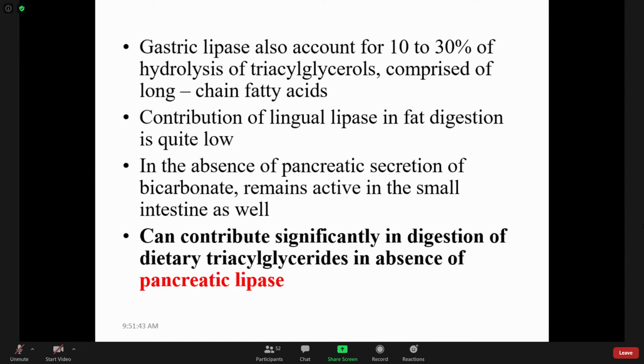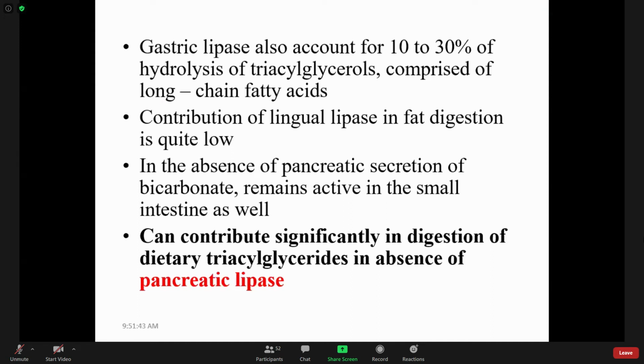While talking about the lingual lipase, the contribution of this enzyme in fat digestion is quite low. However, it is particularly important since it is acid stable. It cannot be inactivated by acid, and due to that, in the absence of pancreatic secretion of bicarbonate, this enzyme is active in the small intestine as well. At that time, this enzyme is able to hydrolyze triacylglycerols. So lingual lipase is important in persons suffering from pancreatic insufficiency, that means unable to secrete pancreatic lipase.